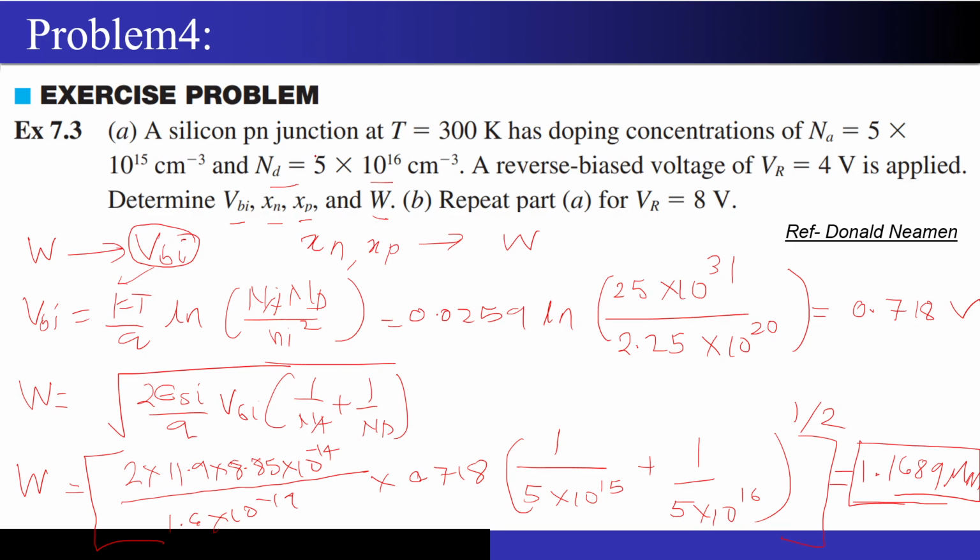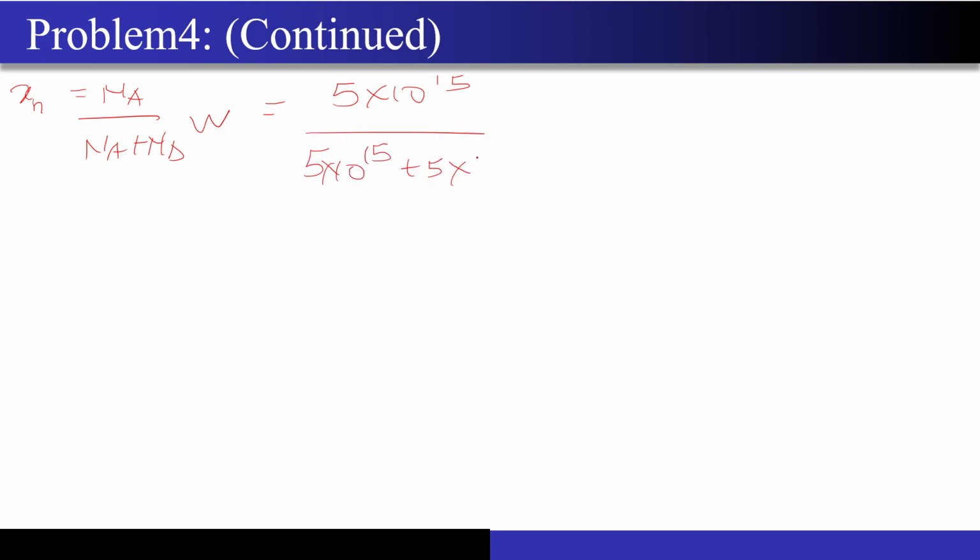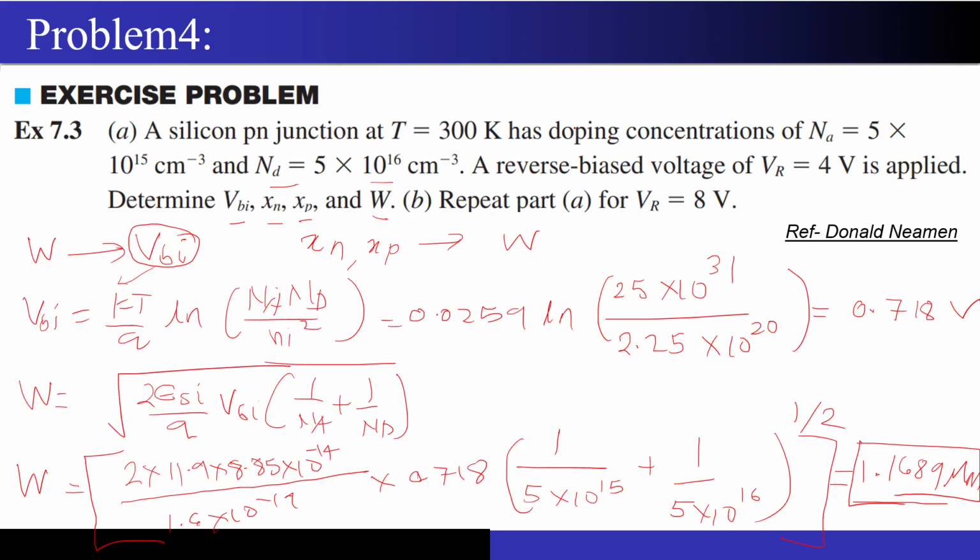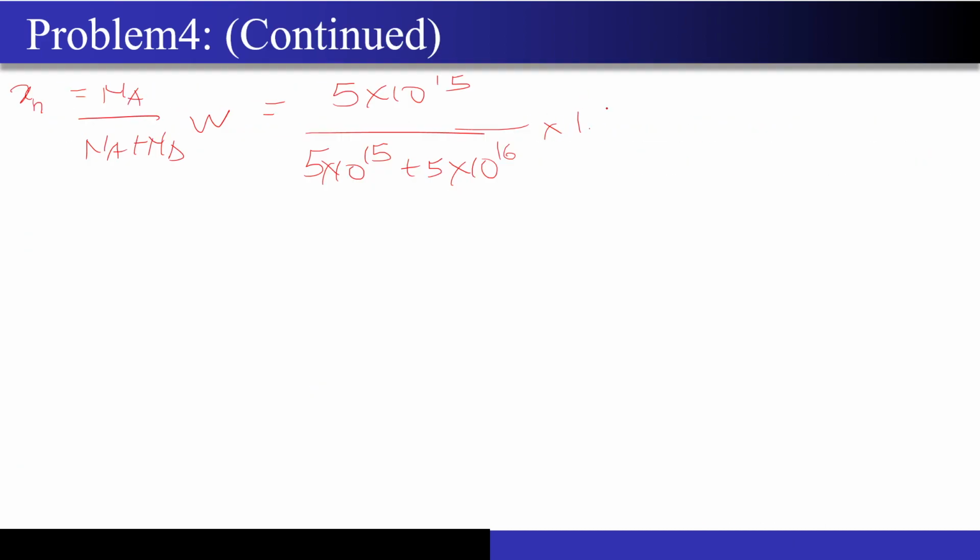Now we have to find out the value of Xn and Xp, right? So now what is Xn? Xn is nothing but Na upon (Na plus Nd) times W, correct? So now let me substitute everything: 5 into 10 to the power 15, upon 5 into 10 to the power 15 plus 5 into 10 to the power 16, into the value of W, which I have found out as 1.1689 micrometers, right? So now this value Xn will come out to be 0.1062 micrometers, correct? So this is the value of Xn that you have.